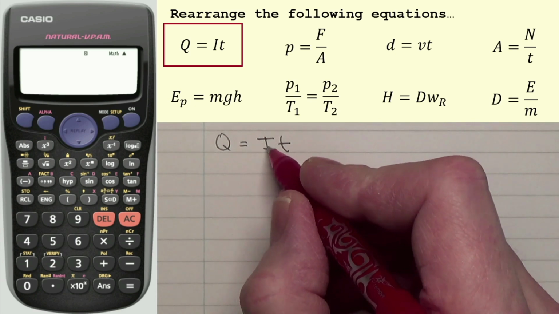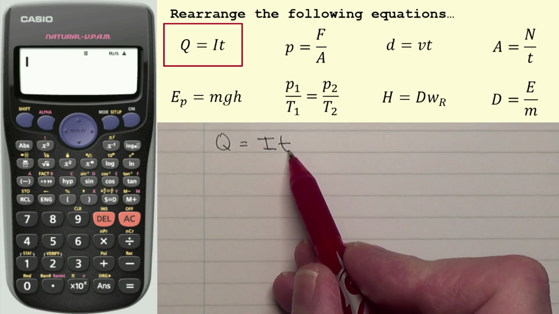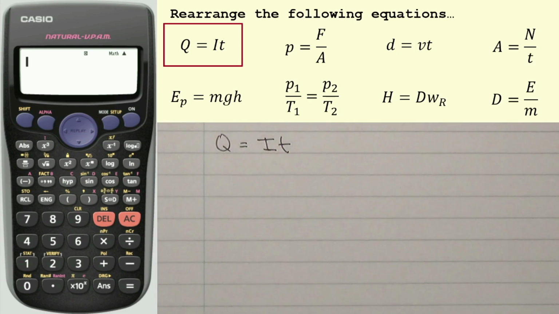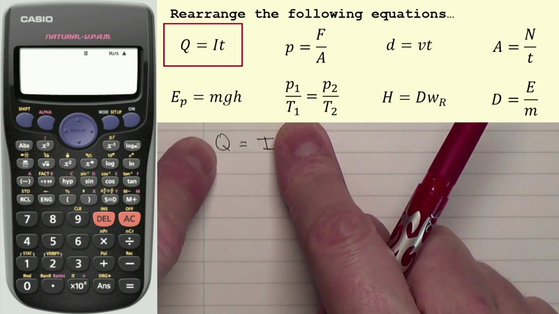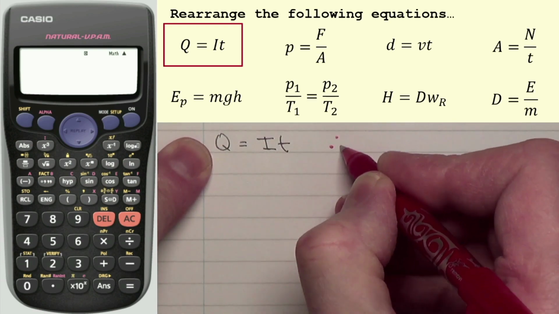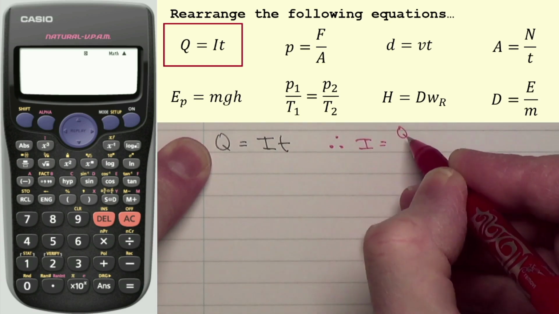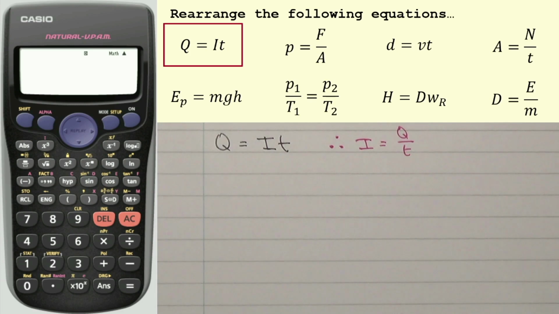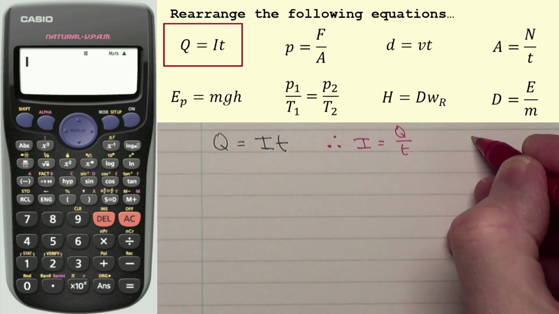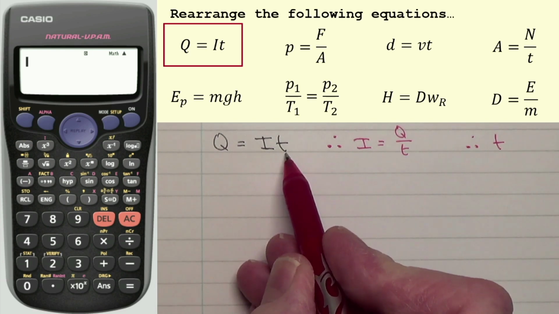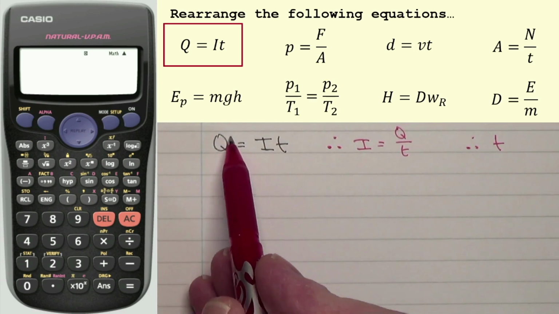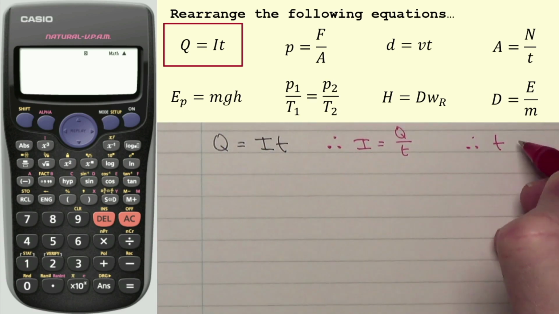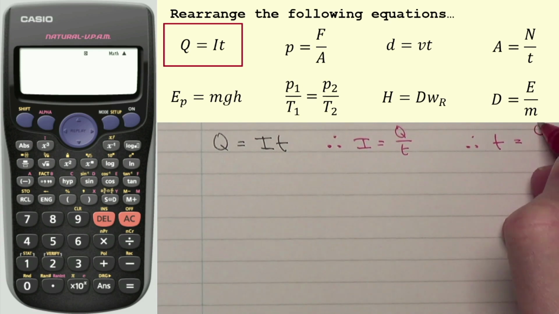So, if we want to make I the subject of the equation, then of course it's being multiplied by T. So, in order to get I on its own, we need to do the opposite of multiplication. We need to divide this side by T, which means we need to divide the left-hand side by T as well. And of course that will give us, therefore, I is equal to Q divided by T. If we want to make T the subject of the equation, T is being multiplied by I, so again we need to divide this side by I. That means we need to divide the left-hand side by I as well. So that will give us T is equal to Q divided by I.